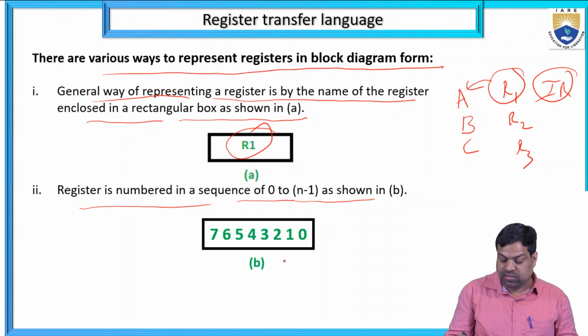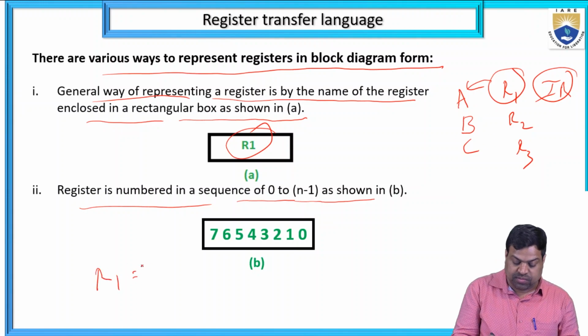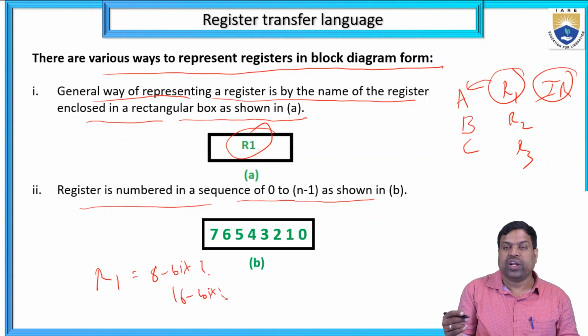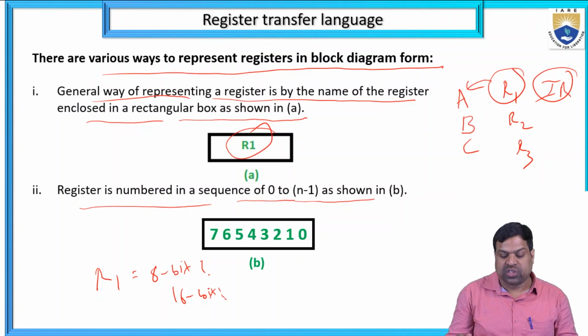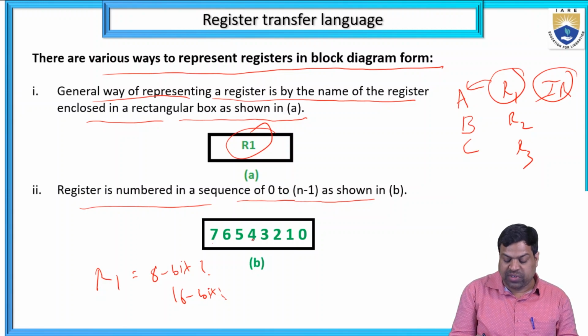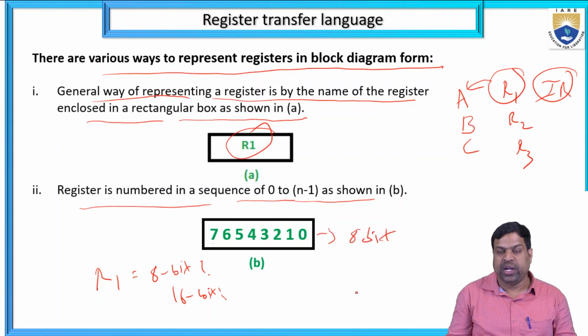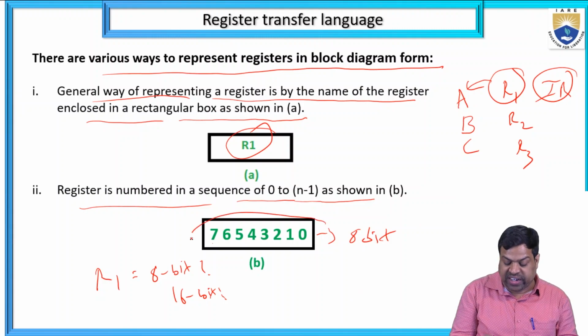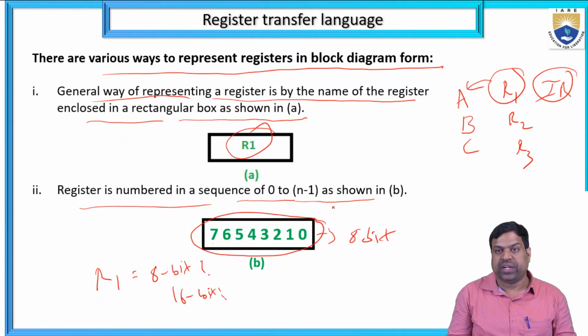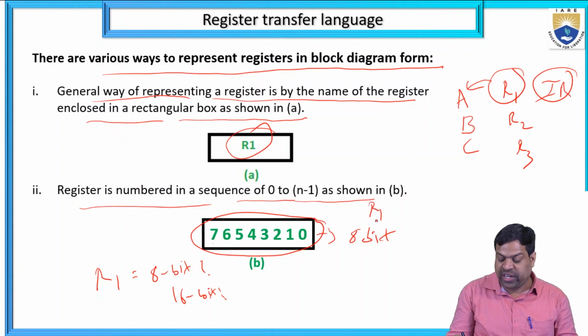So this R1, is it 8-bit or 16-bit? How can I know, as a user? So I will represent it as 7, 6, 5, 4, 3, 2, 1, 0. How many are there? 8. So it is an 8-bit register. I'm representing indirectly that my register is 8 bit. I'm showing it as 0 to 7. Okay, my register is R1 with 8 bit.